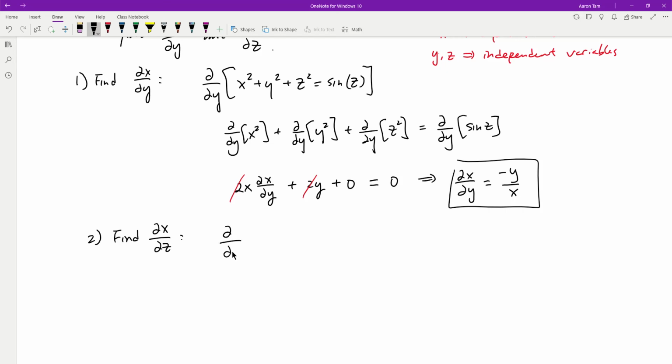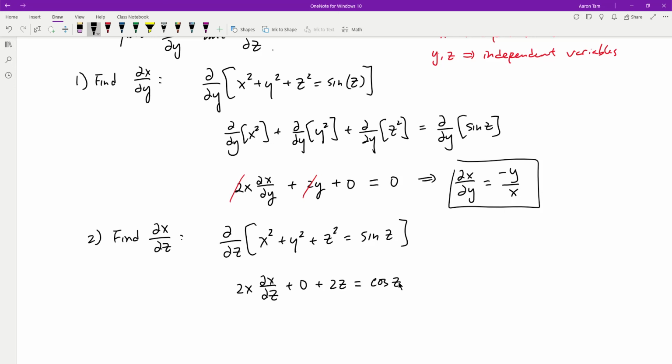So I'm going to take the derivative with respect to z of x squared plus y squared plus z squared equal to sine z. When I take the derivative with respect to z of x squared, that becomes 2x dx over dz. What happens when you differentiate y squared? y squared is considered to be constant when I differentiate with respect to z, because y is another independent variable. So that just becomes 0. And then z squared, when I take the derivative, becomes 2z. And the derivative of sine z is cosine z.